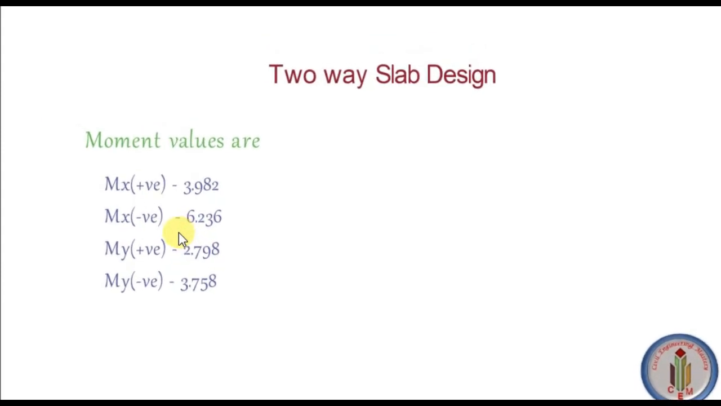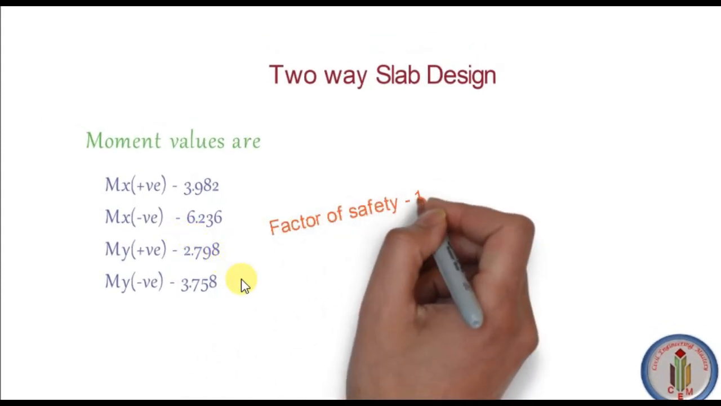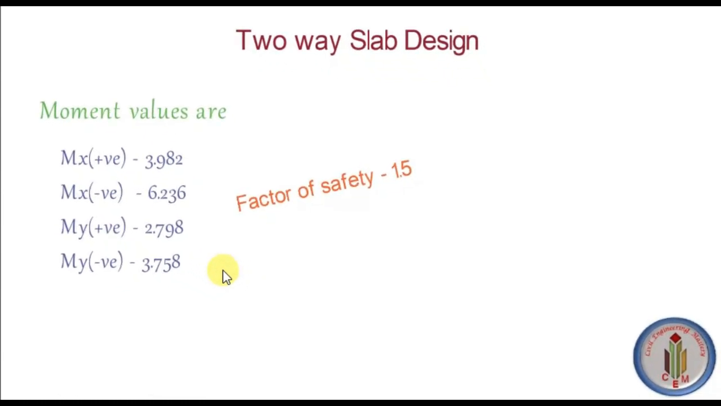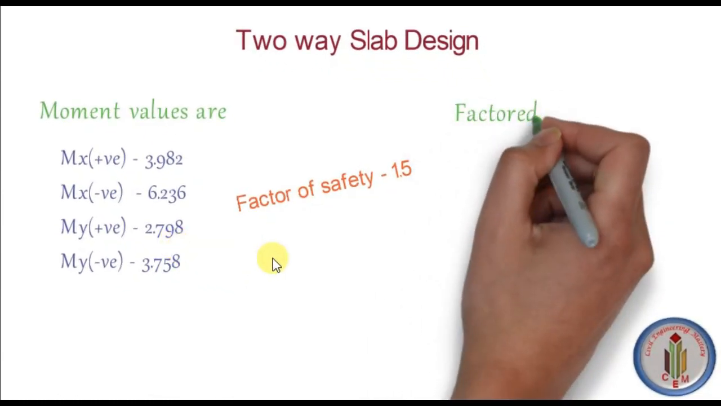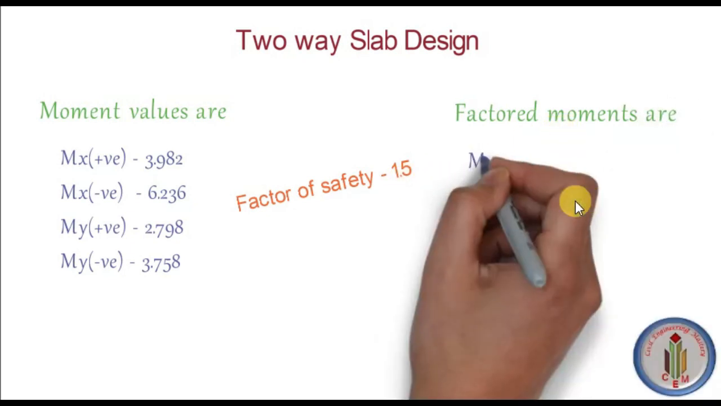So these are all the unfactored moments. So we have to calculate the factored moment. For that we need to multiply these moment values with the factor of safety 1.5. So here are the factored moments.